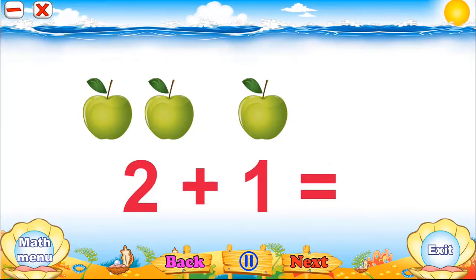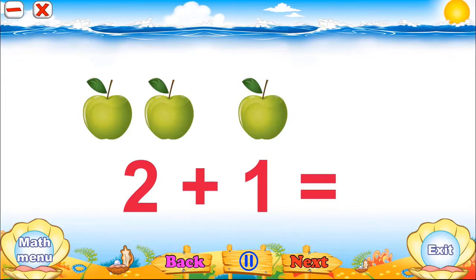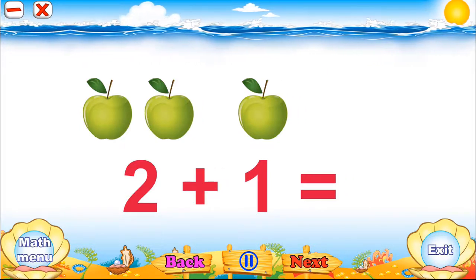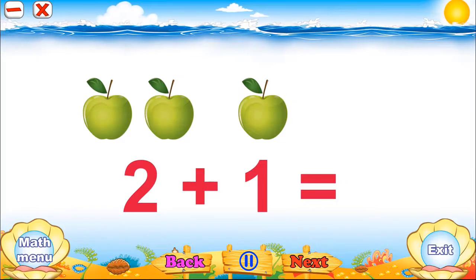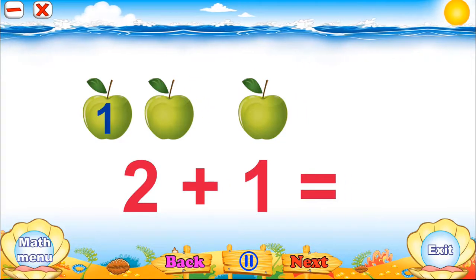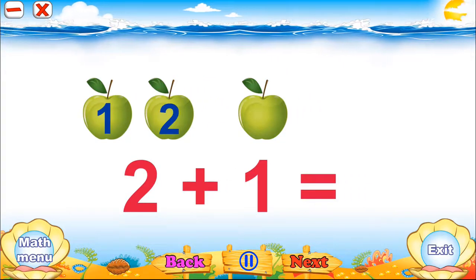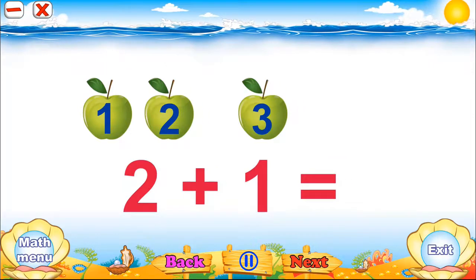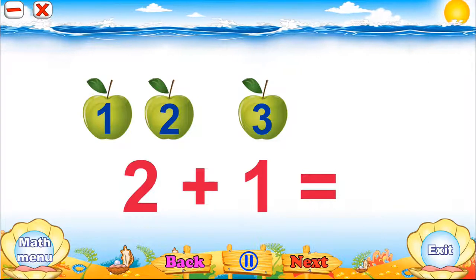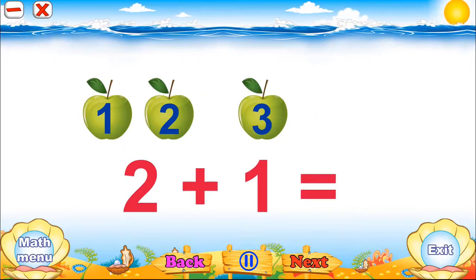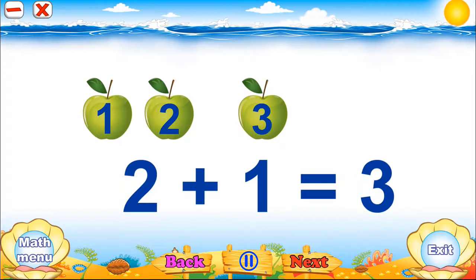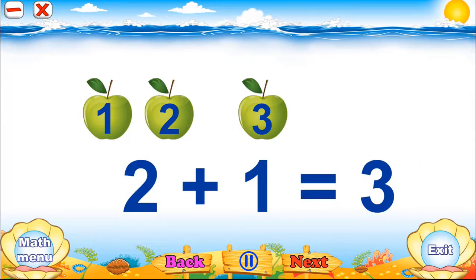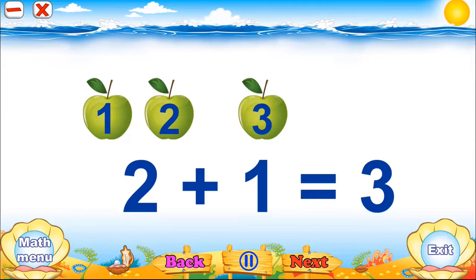We can find out the total number of the 2 groups of apples by counting them. First, we count the apples in the first group, 1, 2, and then we go on counting the apples in the second group, 3. We put the result after the equal sign. Then we have 2 apples plus 1 apple equals 3 apples.